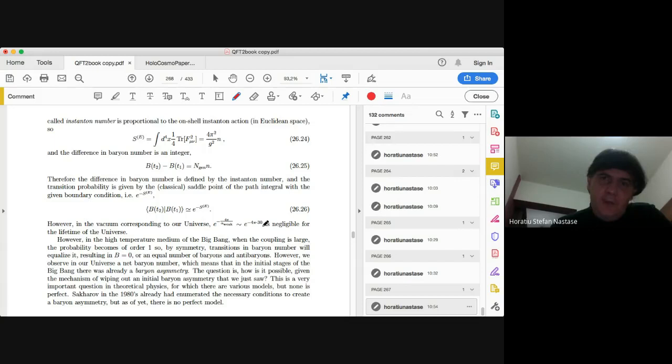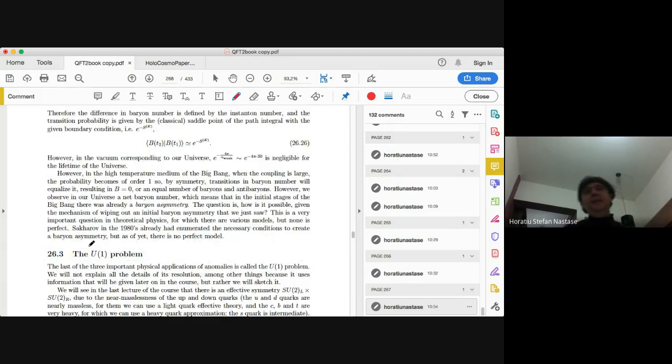Now, pi times 3 is about 10. So this is about e to the minus 400. Right, e to the minus 400 is an absurdly low number. So this transition probability between two different baryon numbers corresponds to much more than the lifetime of the universe to transition. So that means that the baryon number is completely conserved within our universe, within the standard model. This is important to realize.